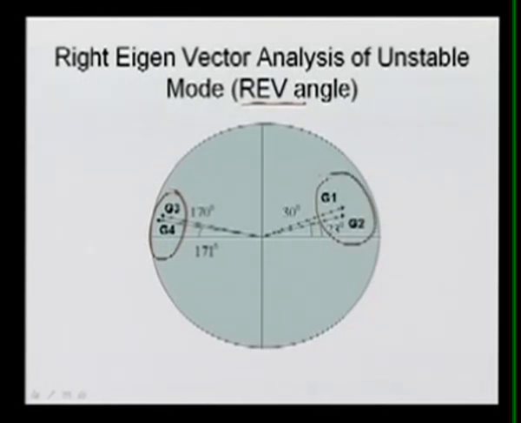It shows that G3 and G4 are oscillating with respect to G1 and G2, meaning there is complete coherency, these generators are combined together, and this group is oscillating against that group. So it is nothing but your inter-area mode of oscillation. Clearly we can say this is your tie line oscillation of the generators. If the eigenvector angles are mixed up, then it will be a local mode, as I said in the beginning.